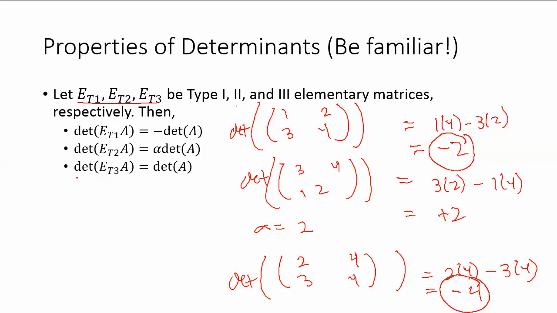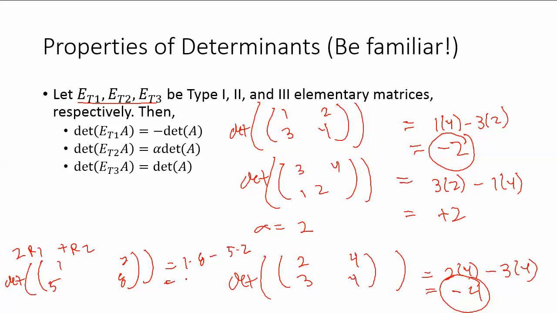And in a similar fashion, we could prove that if you add a multiple of one row to another row, the determinant of that does not change. So, for example, let's say I took 2 times row 1 and added it to row 2. Not because there's really a good reason to do that, but just to demonstrate, 2 times 1 is 2 plus 3 is 5. 2 times 2 is 4 plus 4 is 8. And to calculate the determinant of that, I would again do 1 times 8 minus 5 times 2. 8 minus 10 is negative 2, which gives me the same determinant as if I were not to multiply a row by a constant and add it to another.